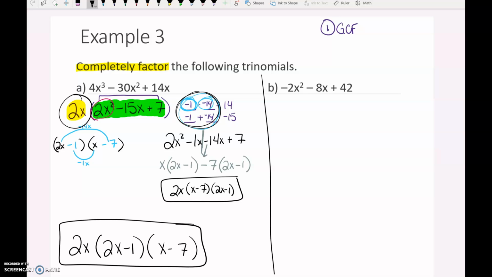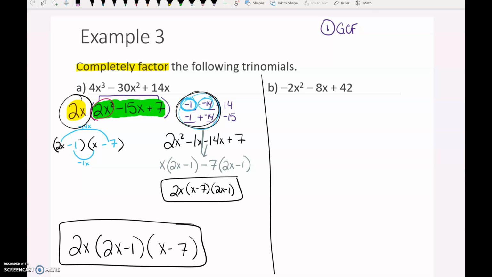Okay, here's why I like guess and check better than factor by grouping. I feel like this part right here tends to be kind of difficult. Factoring that second group, figuring out that GCF, it can be a little bit difficult. I feel like trying to fit the puzzle pieces together with guess and check is a little bit easier.